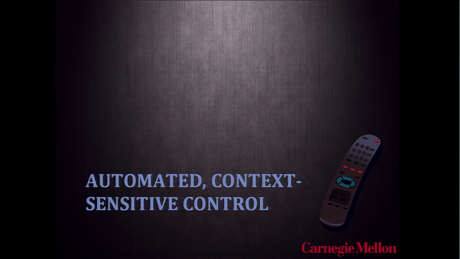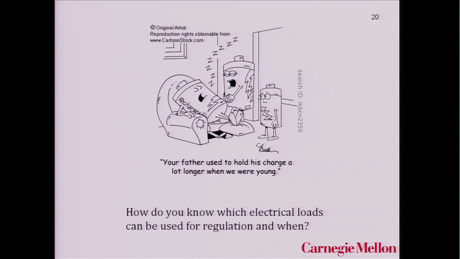And lastly, automated context-sensitive control. If we were to use the same example, all of those refrigerators and all those loads, you will need to be careful about when you do that. It's not just about using it for the purpose of making sure that we have control. I think it's more about knowing when to use it.